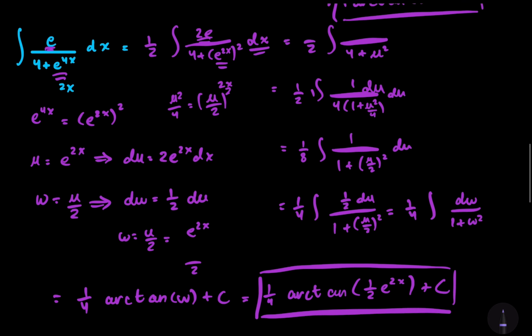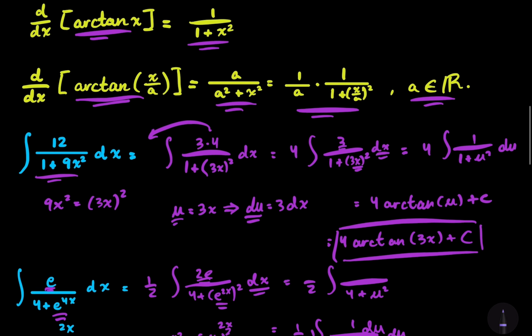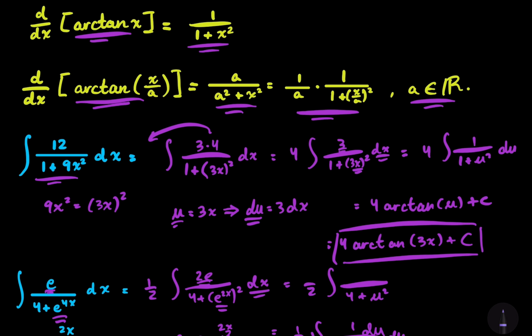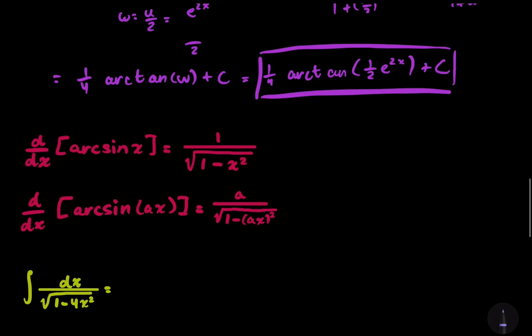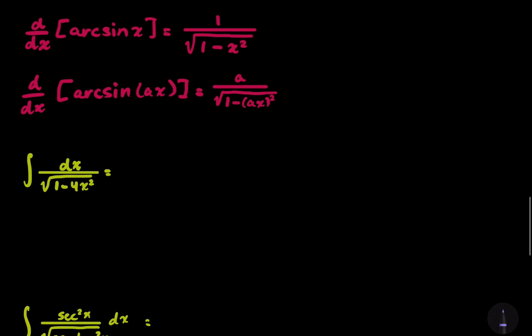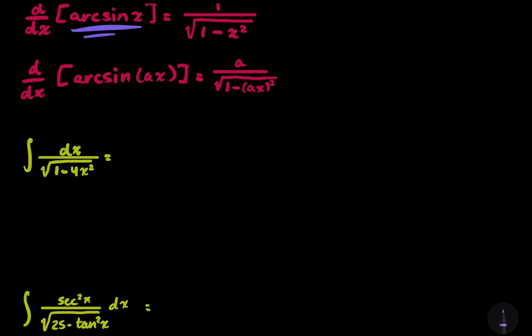We essentially want to get it in the form of the derivative of arctangent of x, as we did over here. And when it comes to arcsin of x, it's essentially the same thing, except a little bit different because this one involves square roots. Here, when we take the derivative with respect to x of arcsin of x, we end up with 1 over the square root of 1 minus x squared. And when we take the derivative with respect to x of arcsin of ax, we just get a over the square root of 1 minus ax quantity squared.